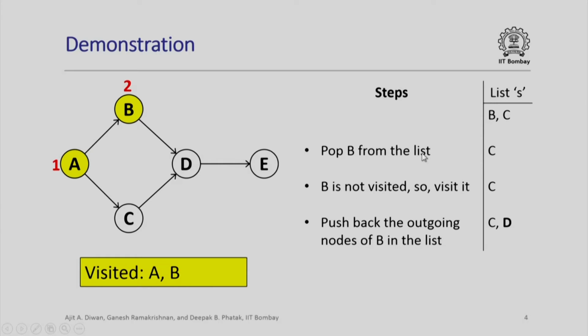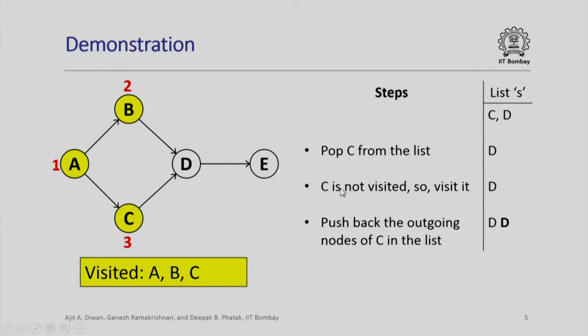We pop from the list, but note the fundamental difference. This time the pop will happen from the front of the queue because we are treating the list as a queue. So, B will get popped out and only C will remain on the list. Now, since B is not visited, we will visit it. When we visit B, we find there is one outgoing edge, D, and this D will now be inserted in the list, and because it is a queue, it will be inserted at the back. So, now the list will contain C and D, and we have visited A and B so far.